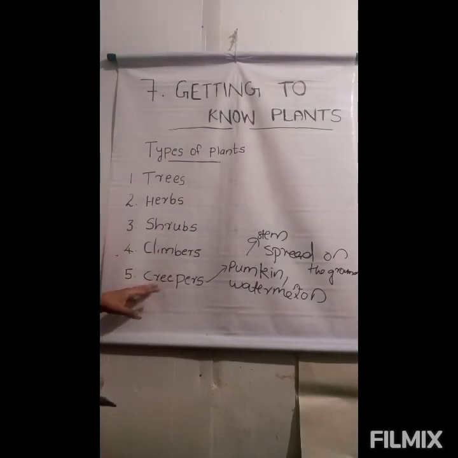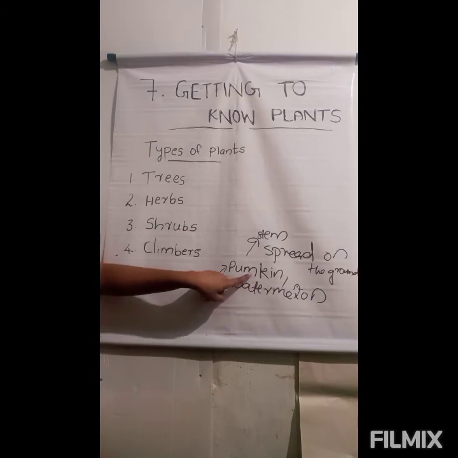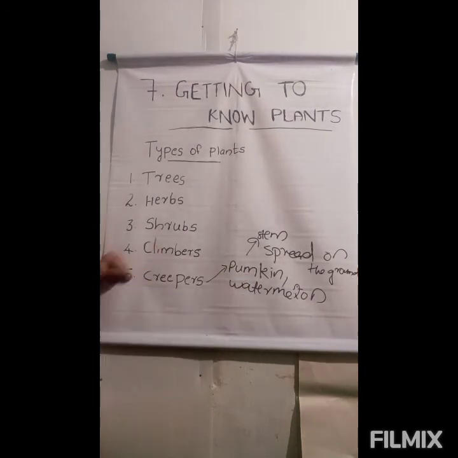So, what is the difference between climbers and creepers? Climbers' stems will climb upon a support or another object. At the same time, creepers cannot climb on other objects, or grow upright or vertically upwards, so these creepers will spread over the ground. You can see examples such as pumpkin, watermelon, etc. You have seen pumpkin and watermelon at home, and they spread on the ground.